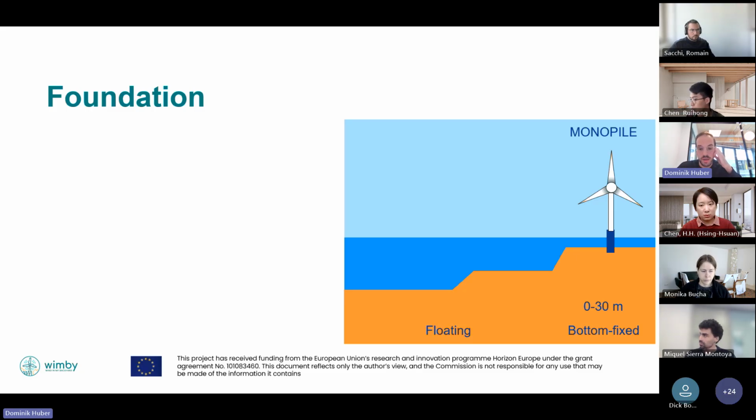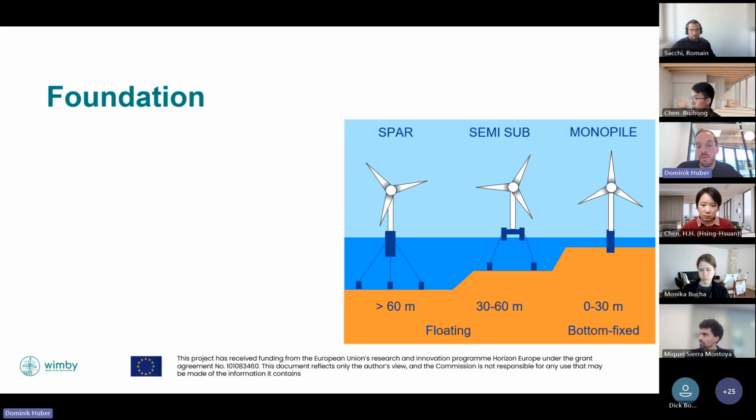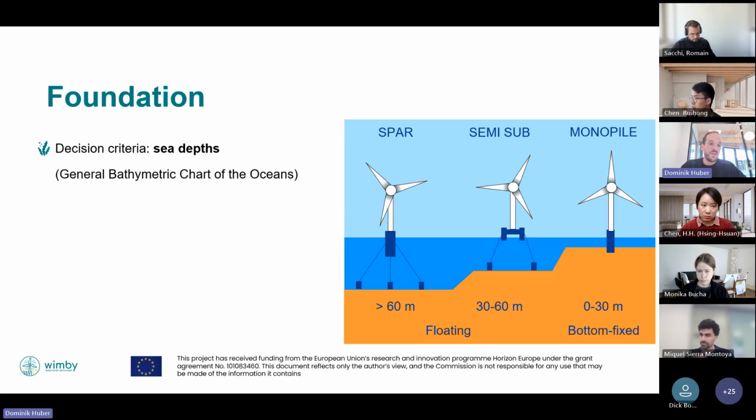Then what we did is we added floating turbines, so they can cover sea depths between 30 and 60 meters. And this could be, for example, a semi-submersible floater. And then beyond 60 meters, a spar buoy could be installed to cover also this depth. So as a decision criteria, we read out of a bathymetric map the sea depth, and then at the given location, we determined which type of foundation should be included.